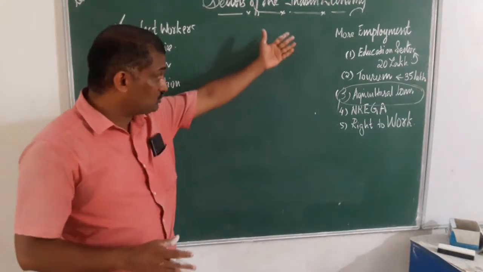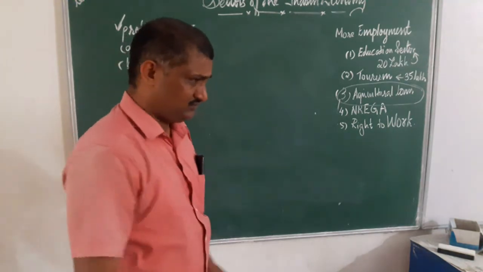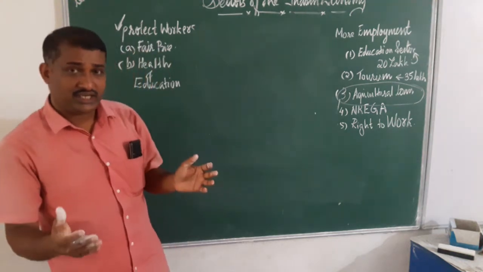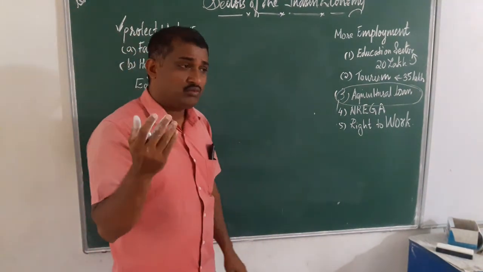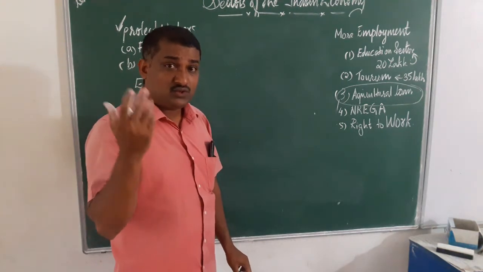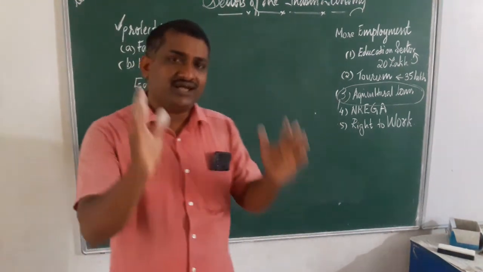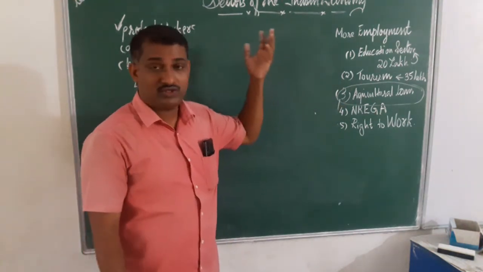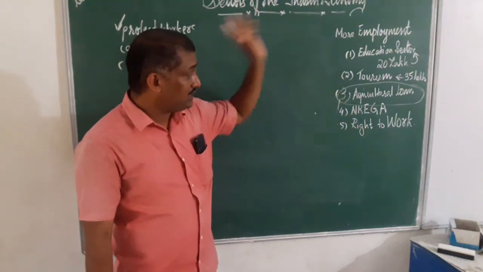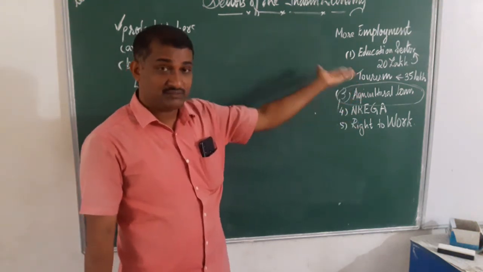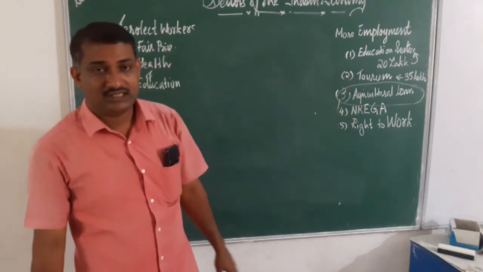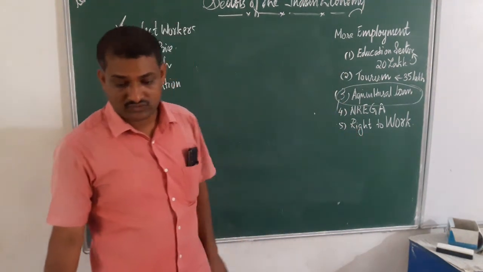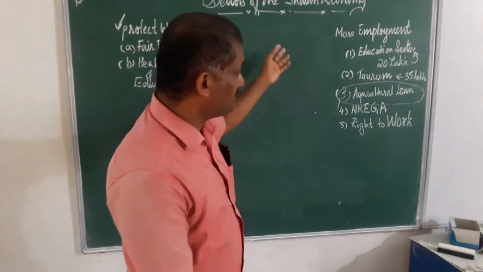Why is the government doing all these activities? In order to provide employment opportunities to our people, so that the country can be developed. You know the most important resource is human resource, and the government knows it very well. So the government is ready to provide employment opportunities through the development of the education sector, then the tourism industry, then agricultural loans for primary sector people, then NREGA in rural areas, the National Rural Employment Guarantee Act, and the right to work also, so that people can get a sense of work.